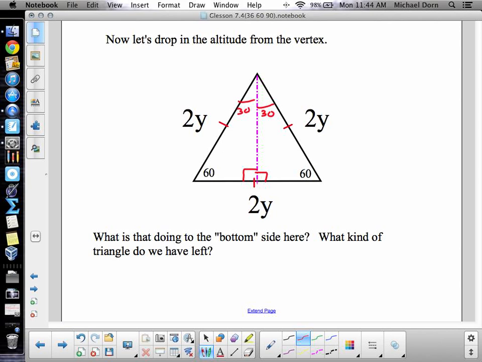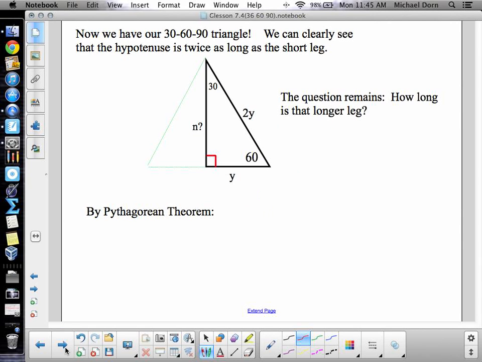Now, if it's half, that means that this side right here, which is 2y, if I just want to take half of that, what's that going to be? Y. See, if I made this just y, then this would have to be 1/2 y. We'd have a fraction. And again, we don't want to have to deal with a fraction if we don't have to. So we get that simplified. So here we go. There's our special triangle.